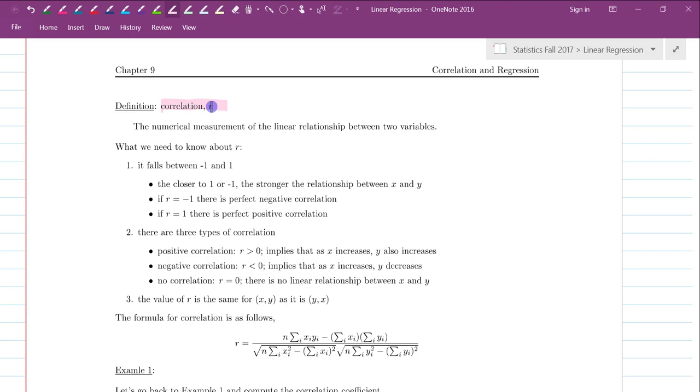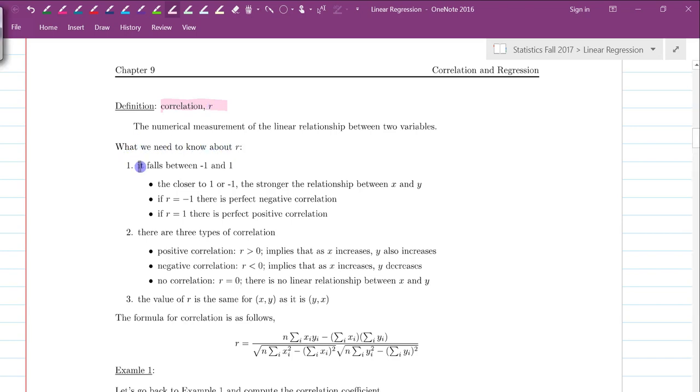Another item that probably would not would be if the car had tinted windows. Okay? Do you really think that whether a car has tinted windows is going to be a good indicator of the price or the value of the car? Absolutely not. Okay? So what we need to know about R is right here.